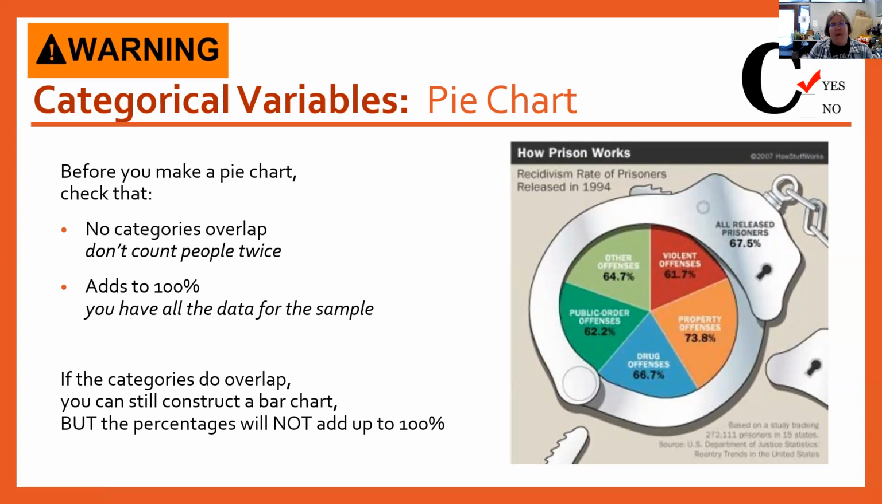So before you make a pie chart, you always want to make sure that if you have percentages, they add up to 100%, or very close to 100% if there's a little bit of rounding. Or you want to make sure you know the total number of people in your sample and that those counts add up correctly.